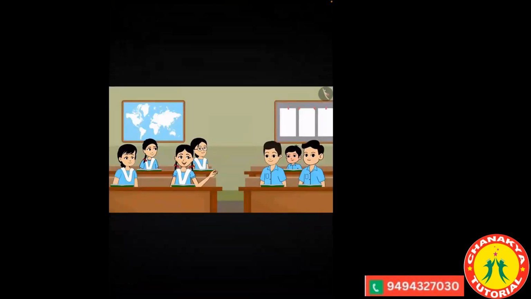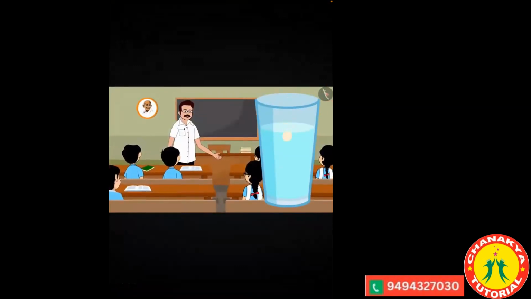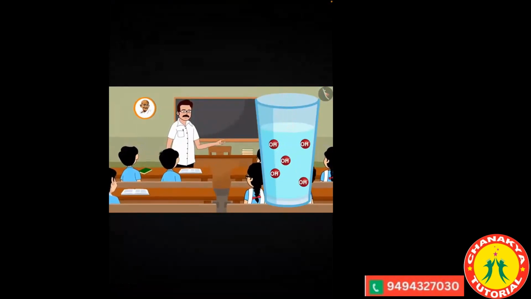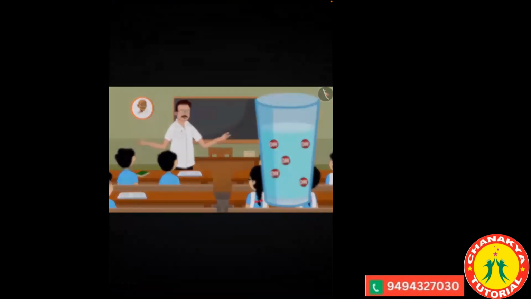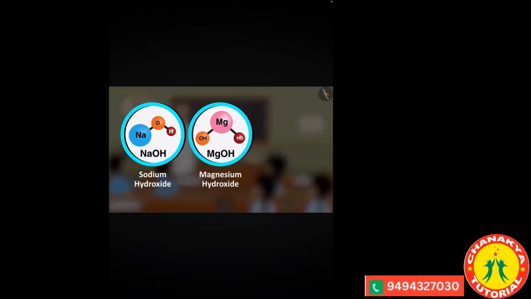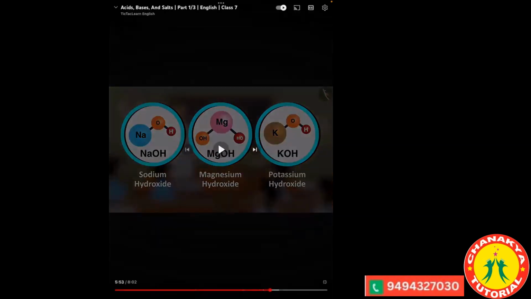Sir, do bases have more hydroxide ions in them? A base is any compound that yields hydroxide ions, OH, when dissolved in water. Examples: sodium hydroxide, NaOH, magnesium hydroxide, Mg(OH)2, and potassium hydroxide, KOH. Acids always have hydrogen in them. In the same way, bases will always have the OH ion.